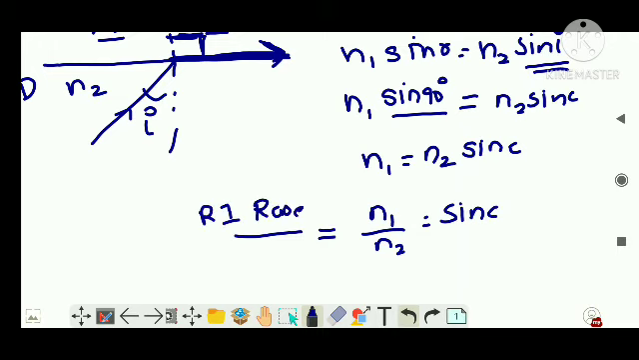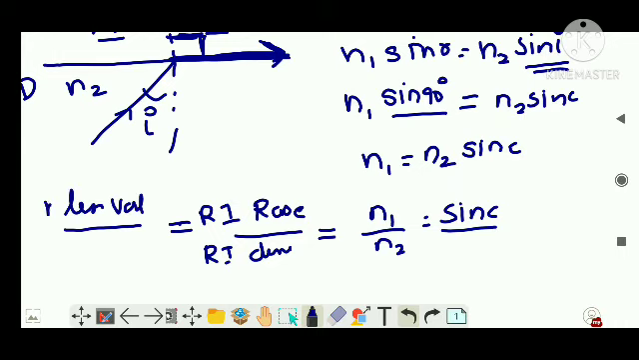Rarer medium divided by refractive index of denser medium, that is the critical angle, right? What is the nature of the refractive index of the rarer medium? It is a lesser value, and the refractive index with the lesser value will be written above, and the refractive index with the greater value will be below. This is just a short trick.